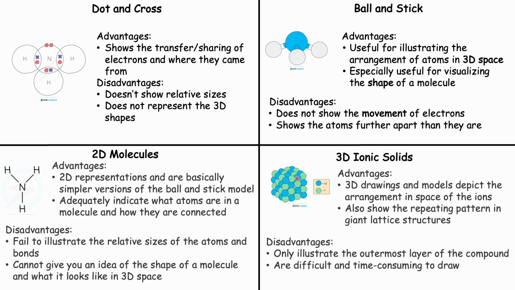The problem is it only shows you the outer layer, you can't see the inner layer. It also shows them as being the same size. However, it's very, very rare you would get ions that are the same size because you have a different number of electrons and a different number of electron shells. So the main disadvantage of this one is that the ions should be different sizes.